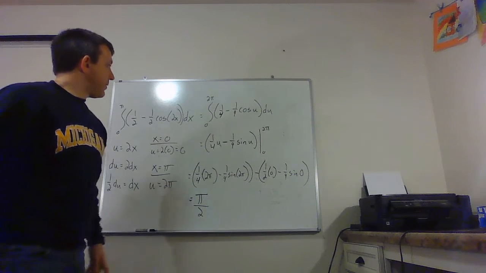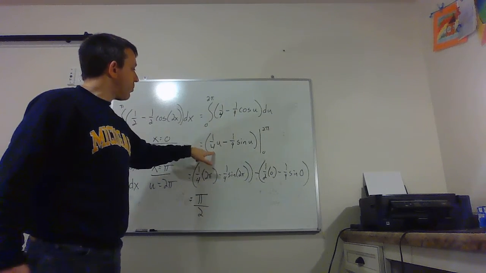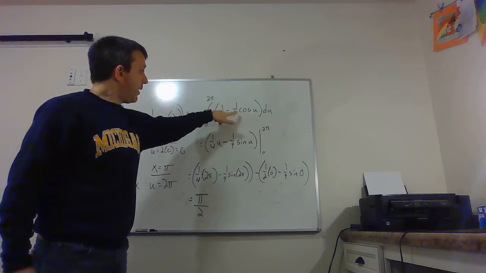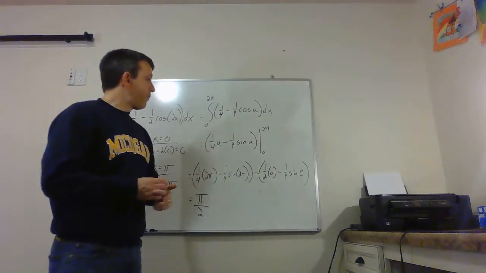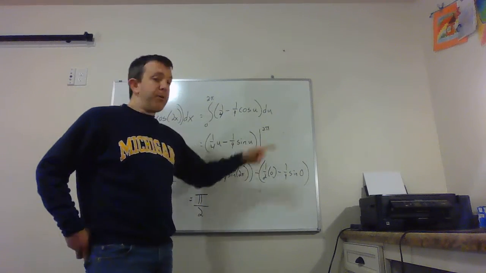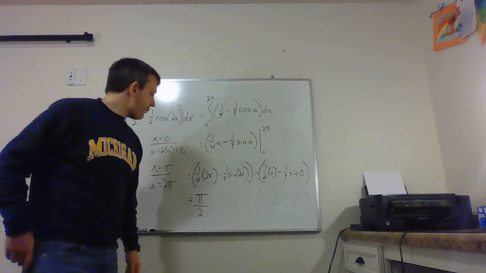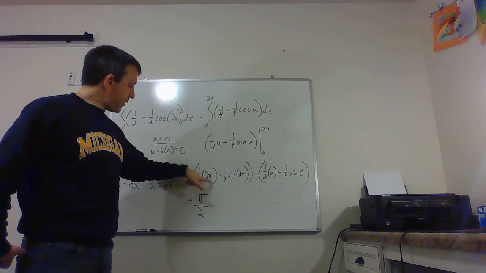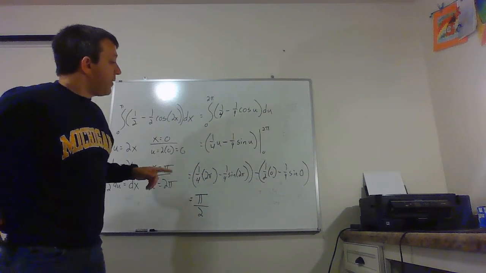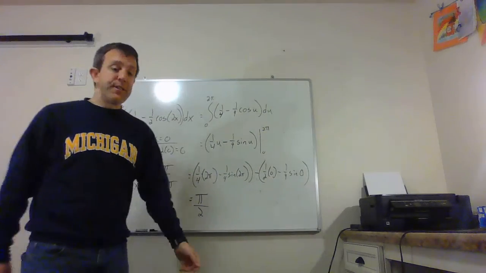So now we integrate this thing. We had a quarter here. It turns into a quarter u minus cosine. Its antiderivative is sine. So we get a minus 1/4 sine u. And now we're evaluating from 0 to 2 pi. So I plug everything in. And what do we end up with? Well, 1/4 times 2 pi is pi over 2. But very nicely, everything else here is 0.